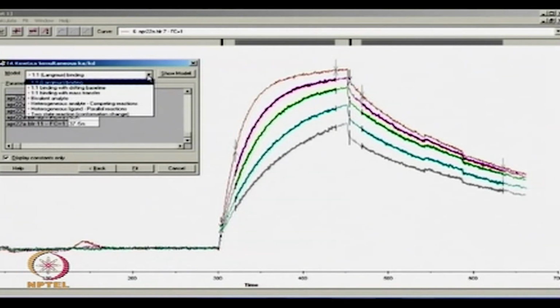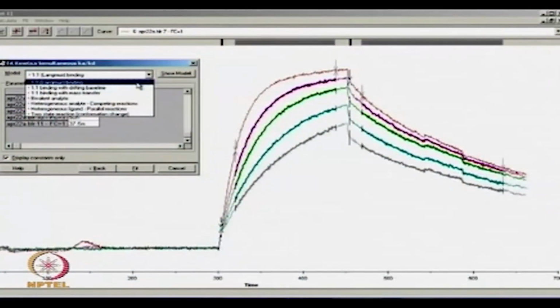Now one of the things that is important here is you choose the model. So preferably it is always better whenever you do characterization, the more you know about your system, the better characterization results you get. Right. So in this case, suppose you do know that it's a 1-to-1 binding, then you would choose that binding. But if you want to, you can actually change the binding model. It could be a bivalent analyte, it could be a bivalent ligand. Right.